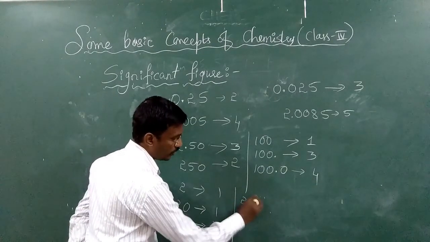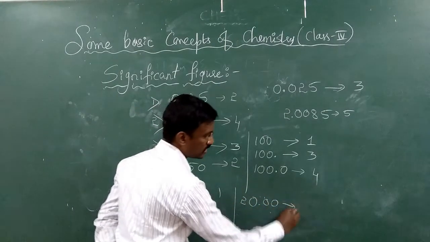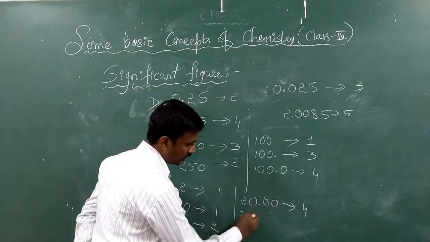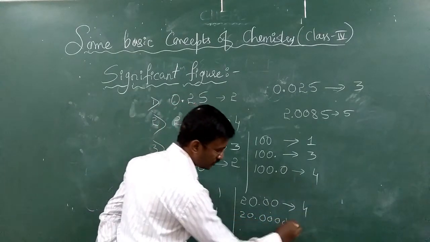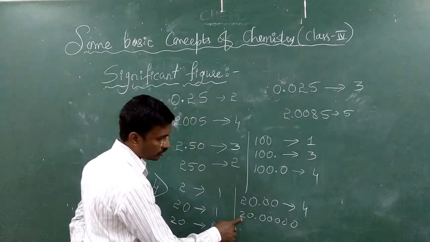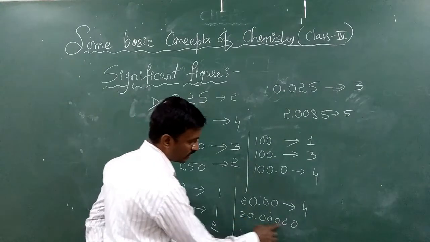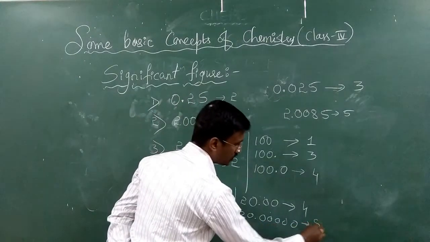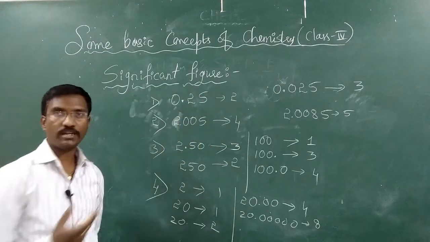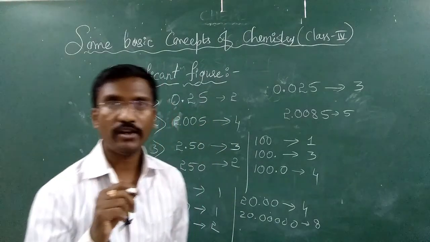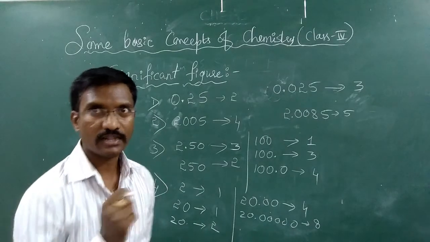If 20.00, the significant figures are 4. 20.00000, how many zeros are there after the decimal? 1, 2, 3, 4, 5, 6, 7. The significant figures are 8. Are you getting the point? So after the decimal point, the total number of zeros are considered.